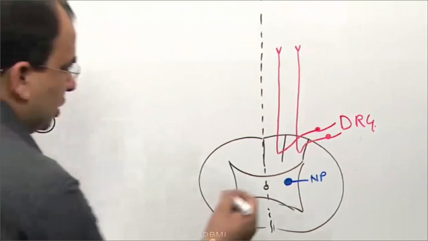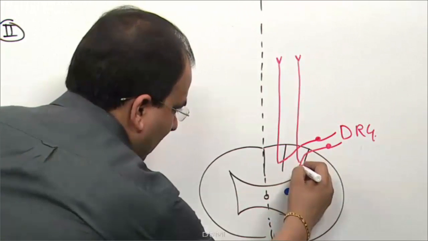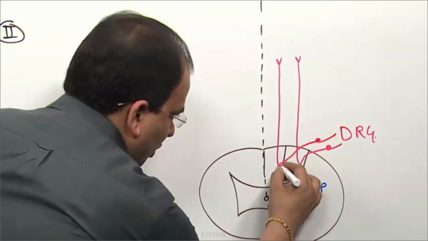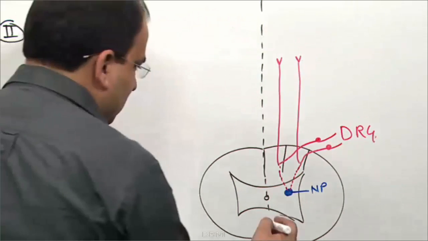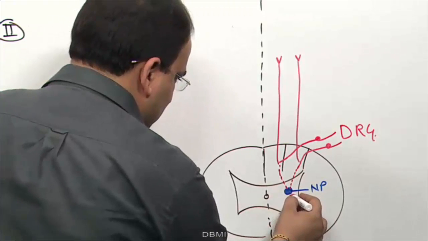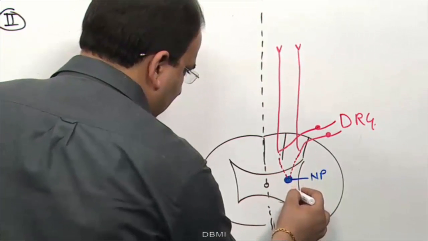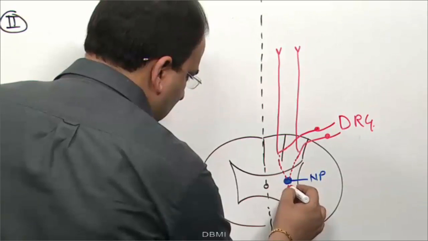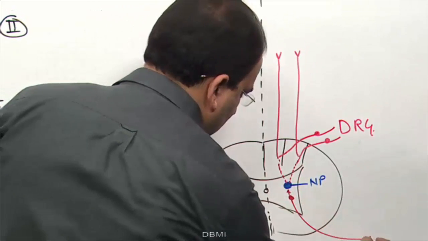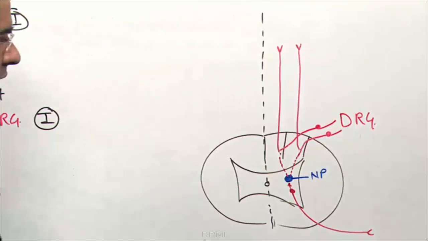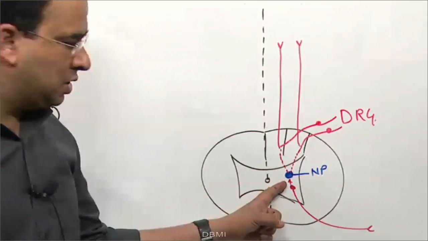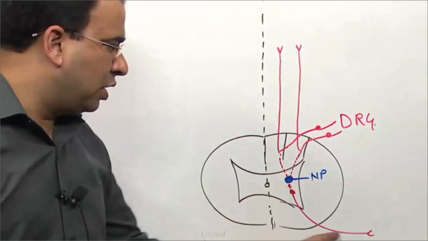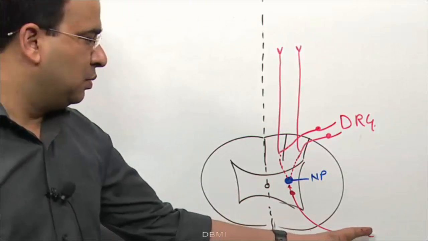These dorsal root ganglia, the fibers from the dorsal root ganglia, few of them will give collateral to the nucleus proprius, and from the nucleus proprius then we have the fibers which are coming out and forming the efferent connection. Nucleus proprius is connected by the internuncial neurons to the motor horn, and motor horn is giving off these motor fibers coming out.